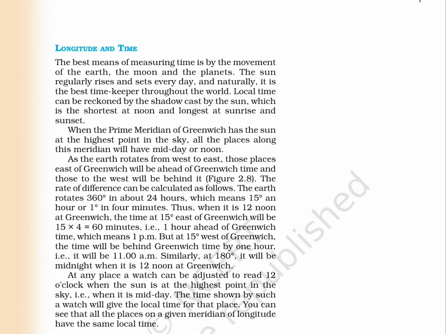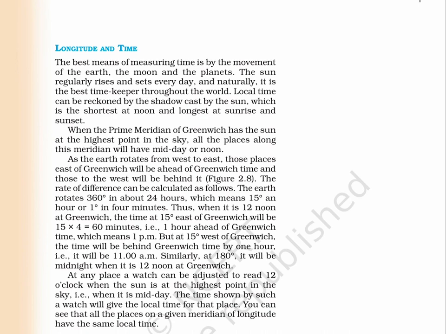When the prime meridian of Greenwich has the sun at the highest point in the sky, all the places along this meridian will have midday or noon. As the Earth rotates from west to east, those places east of Greenwich will be ahead of Greenwich time, and those to the west will be behind it, as shown in figure 2.8. The rate of difference can be calculated as follows.